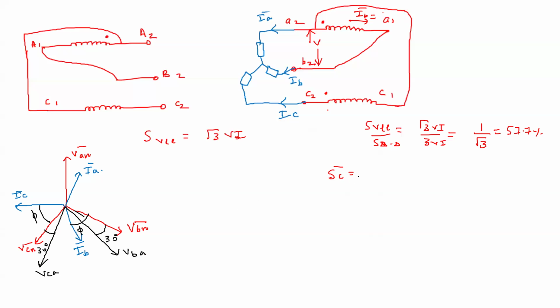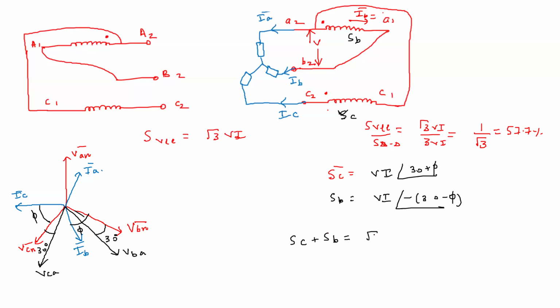Now let me write down this thing. SC is the power in this winding, and the power in this winding is SB. SC will come out to be VI at an angle of 30 plus phi, and SB will come out to be VI at an angle of minus of 30 minus phi. If you expand these expressions, the total power SC plus SB will come out to be root 3 VI at an angle phi.